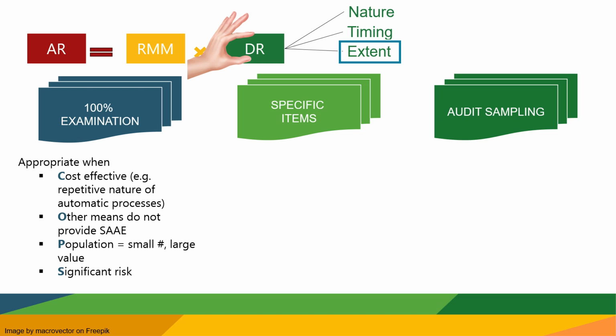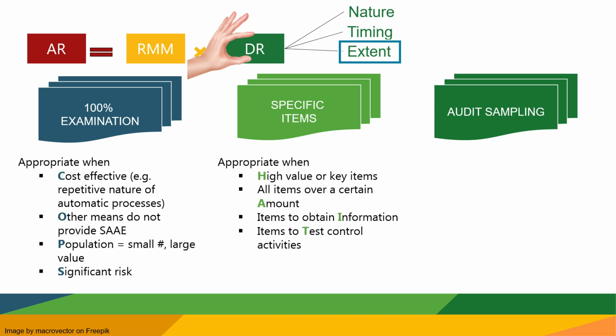Another option for the auditor is to test only specific items. And by this, we mean that the auditor will set a specific threshold or a specific criteria and will only test those items. For example, this may be appropriate in cases of high value or key items, like the auditor would perhaps say, test all sales transactions amounting to 100 million and above. Okay, so to say, the auditor will only test those items of 100 million and above.